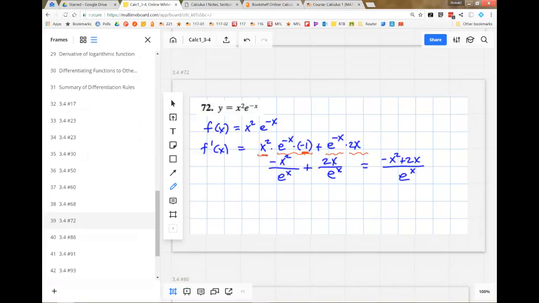And then, the first times the derivative of the second plus the second times the derivative of the first. Okay, not too hard to execute. Then just rewrite. Don't forget that -1 makes the whole first fraction negative. e to the negative x is e to the x on the bottom, 2x on the top. And because they're both the same denominator, we can bring them together over the common denominator.